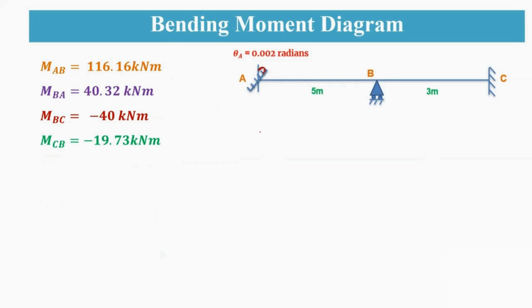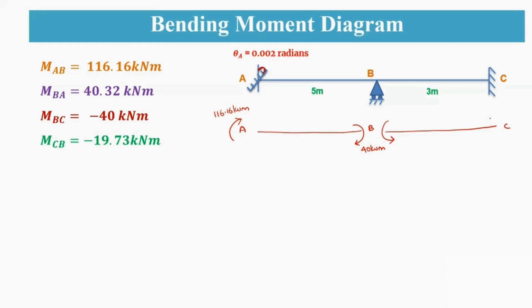So this is the given problem, and for this problem we will draw the free body diagram. This is A, this is B, and this is C. The MAB moment you are getting as positive, so it is clockwise of 116.16 kilonewton meter. Again at BA, it is positive, so it is also clockwise of 40 kilonewton meter. And BC is negative, so anti-clockwise of 40 kilonewton meter.